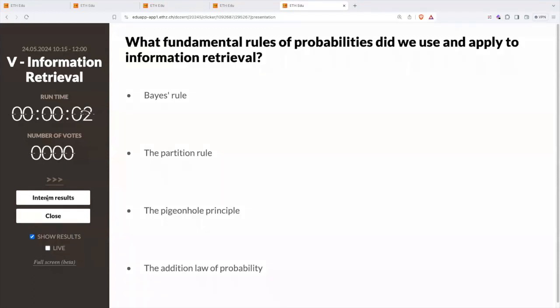Bayes rule, the partition rule, the pigeonhole principle, or the addition law of probability?